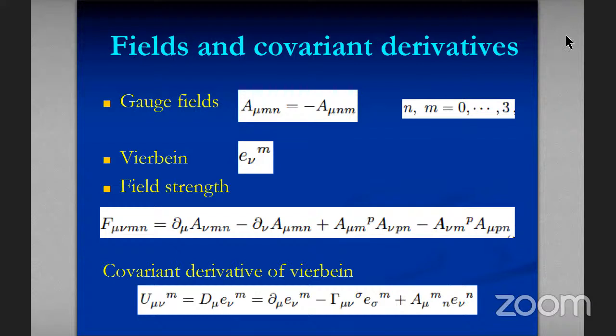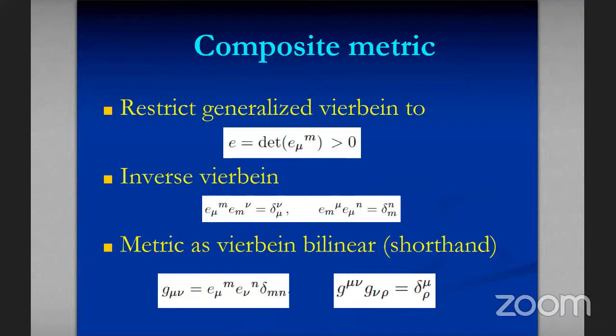First, we want to have something for raising and lowering world indices. That can be done provided that we restrict the Vierbein fields to the ones that have a positive determinant. If it has a positive determinant, then we can define the inverse Vierbein in the usual way.